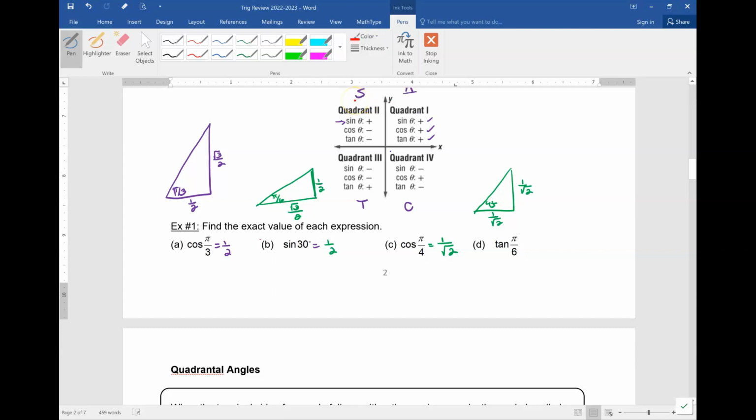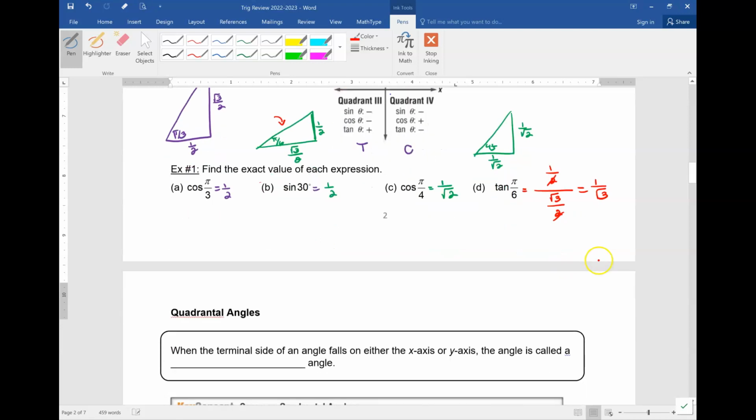Okay, tangent of pi over 6. Where is my pi over 6? This is the triangle. Tangent is the opposite over the adjacent. The 2's cancel, so I have 1/√3.